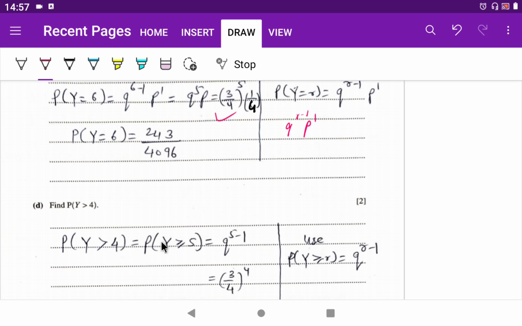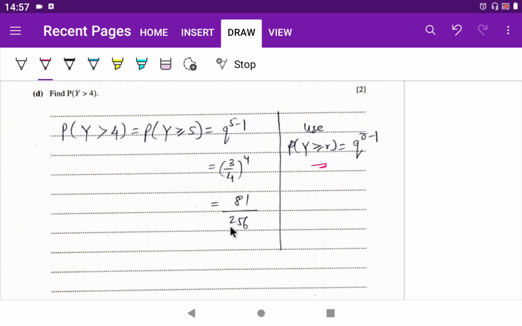Now we need to find out P(Y greater than 4). P(Y greater than 4) means P(Y greater than or equal to 5), because we can't spin 2.5 times. We can spin 5 times, 4 times, 6 times, 3 times, 2 times. Therefore greater than 4 means equal to or greater than 5. So we can use this formula for finding this: q raised to 5 minus 1. So we will get (3 upon 4)^4, which is 81 upon 256.